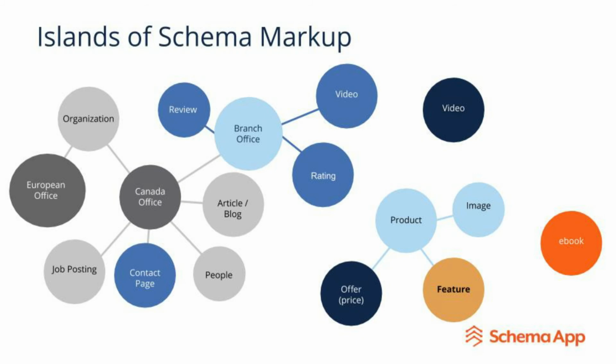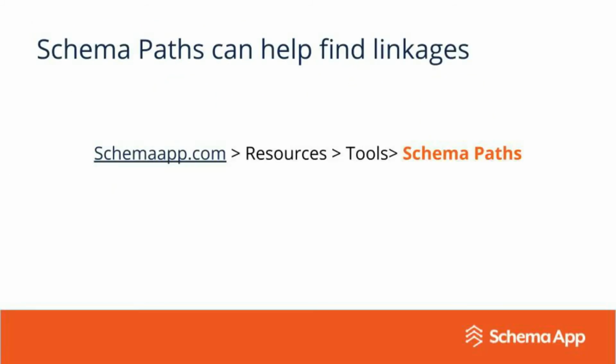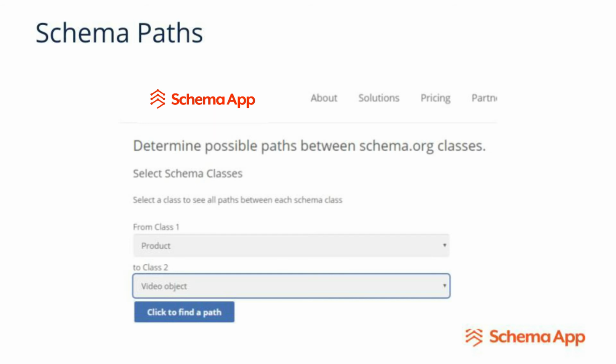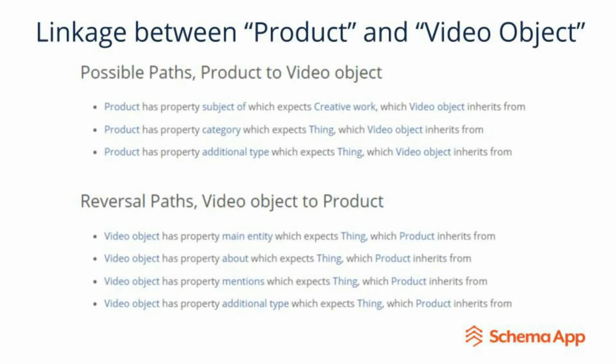But sometimes it's really difficult to figure out how to relate one type to another. Schema Paths is a handy tool that does just that, and you can find it in the resources section of our website. Schema Paths will help determine the possible paths between schema.org classes or types. You simply type in both types and click to find a path. So let's say, for example, that you wanted to create a linkage between a product and a video object. After having inputted both types into the tool, you would receive the following output.